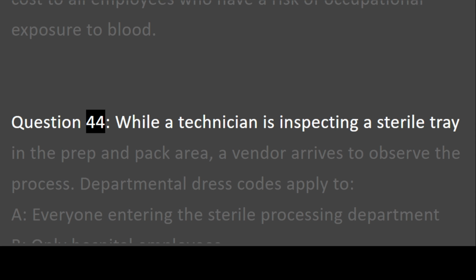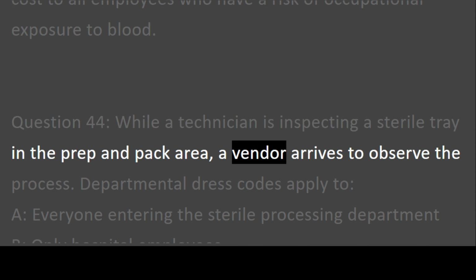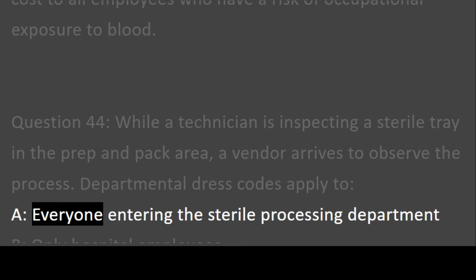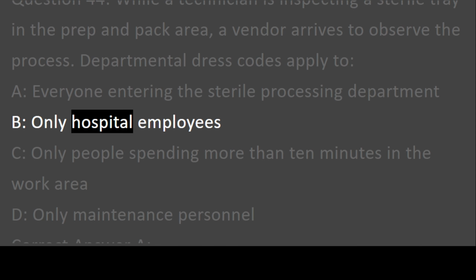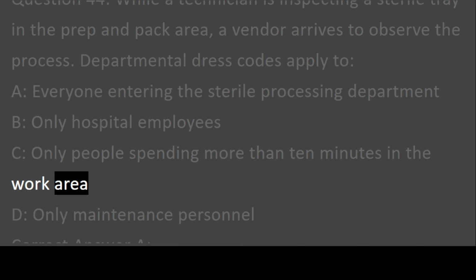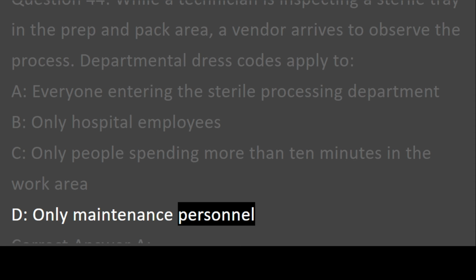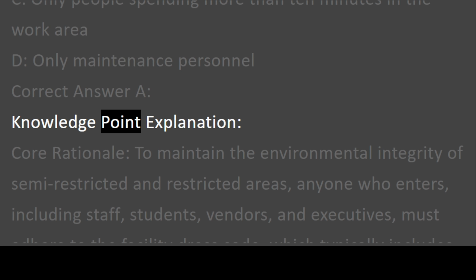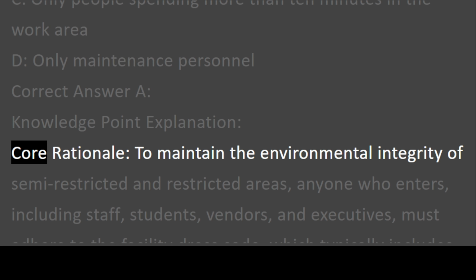Question 44. While a technician is inspecting a sterile tray in the prep and pack area, a vendor arrives to observe the process. Departmental dress codes apply to: A. Everyone entering the sterile processing department. B. Only hospital employees. C. Only people spending more than 10 minutes in the work area. D. Only maintenance personnel. Correct answer A. Knowledge point explanation.